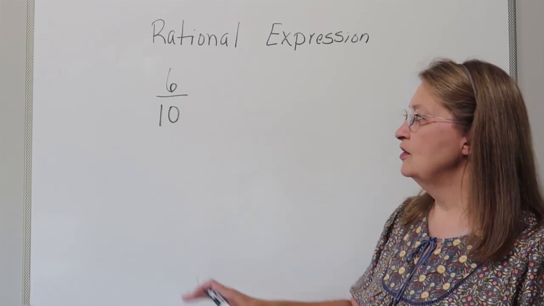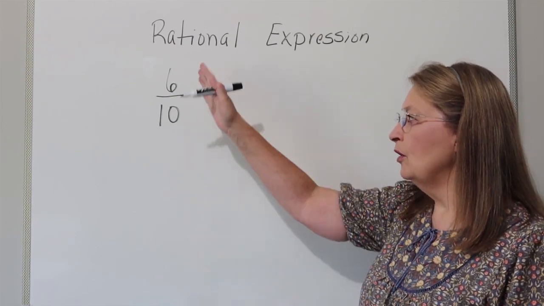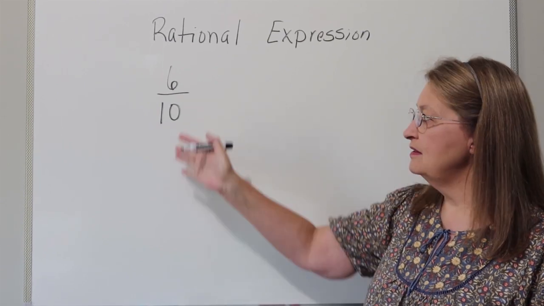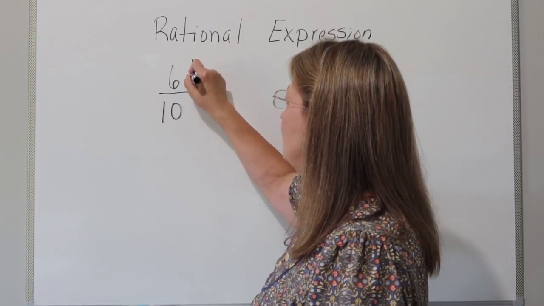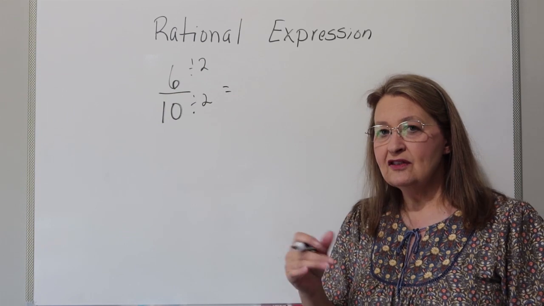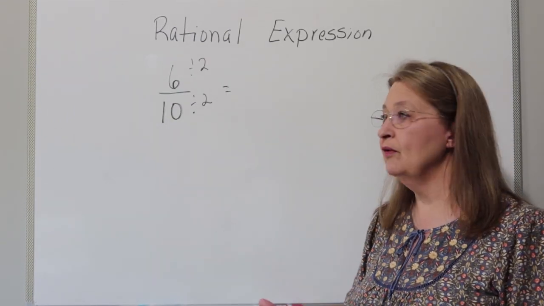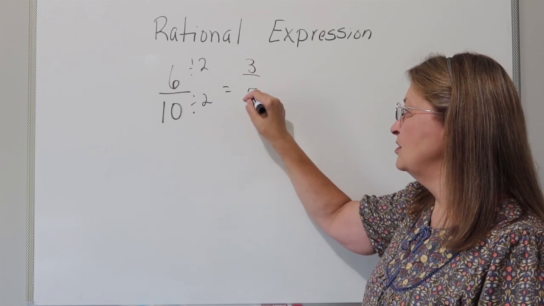If you had a fraction that you needed to simplify or reduce, well, you looked for a number that would go into the numerator and the denominator. Like this example, 2 goes into both of them. So what we did is we divided the top by 2 and we divided the bottom by 2. As long as you did the same thing to the numerator and the denominator, you were okay. So 6 divided by 2 was 3, and 10 divided by 2 was 5.